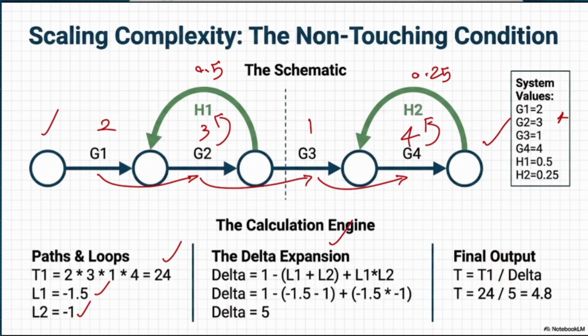So at the end of the day, your transfer function is going to be T1, which is our forward path, times delta k, which is 1, so we don't consider that, divided by delta. We found it, and after that, we do have 4.8. You just see how this Mason rule actually makes our life much easier.